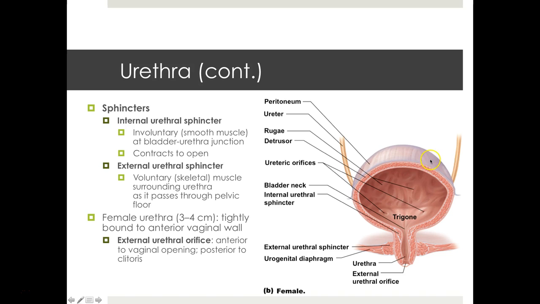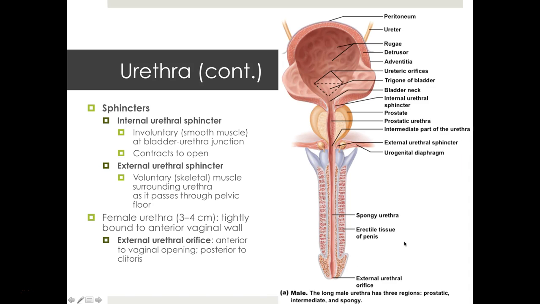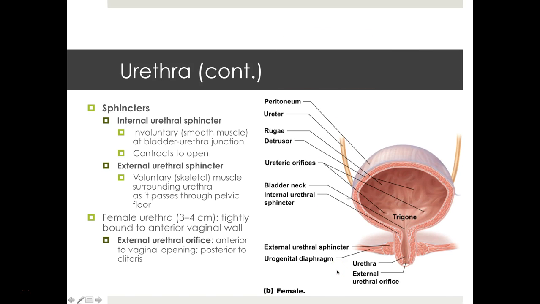So here's our image of the female urethra. You can see how much shorter this is compared to the male, which we previously saw. This would be the full length of the male over here. And we could see internal urethral sphincter here, external urethral sphincter, and the orifice here, and the sphincter over here. You can see that it lies a little bit more external to the actual urethra.